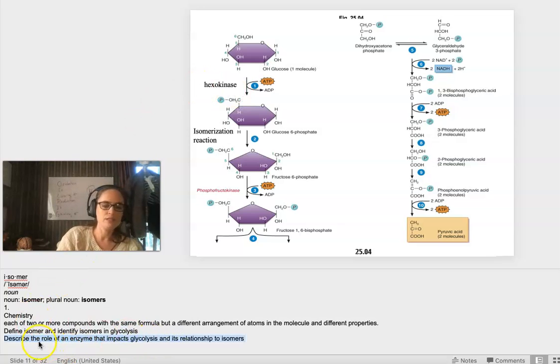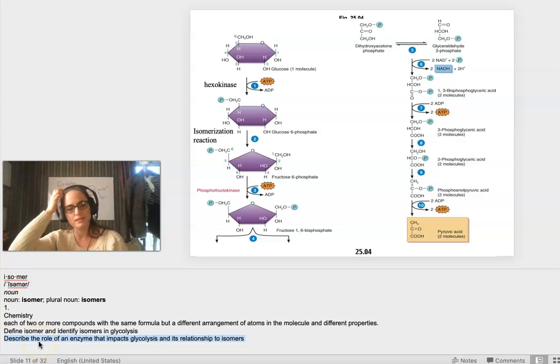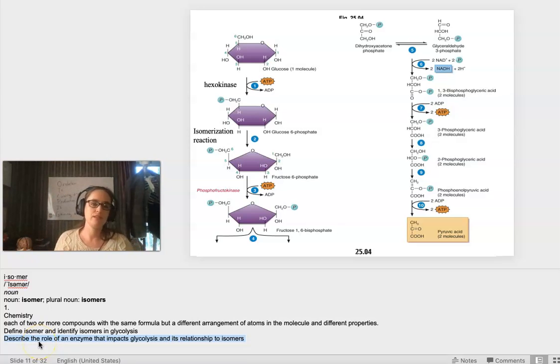And then we will discuss the role of enzymes that impact glycolysis, and specifically some of these enzymes are going to create isomers. Like I just said, there is an isomer that just moved it from here to here. We are going to name some of those enzymes that take part in this reaction, and some of those enzymes are going to create isomers.